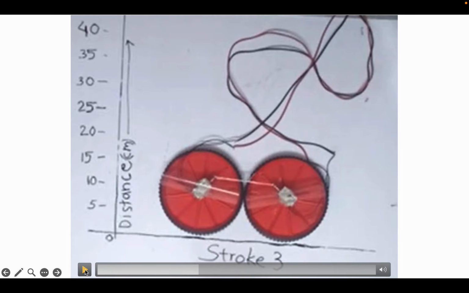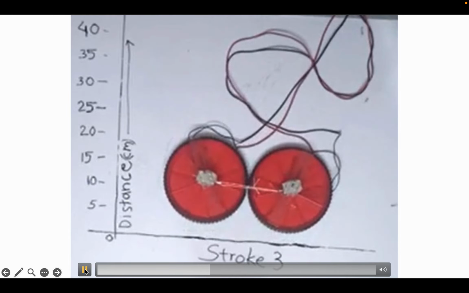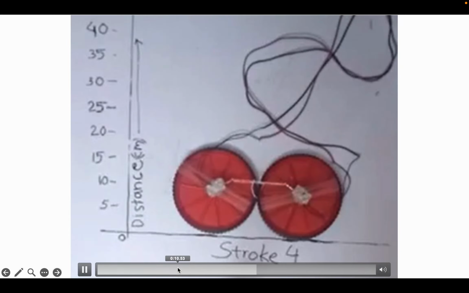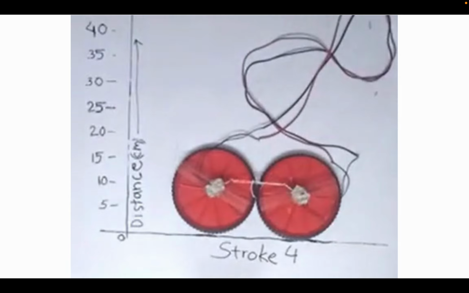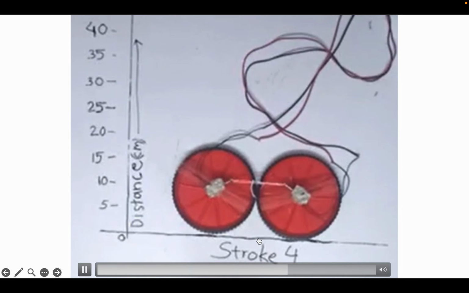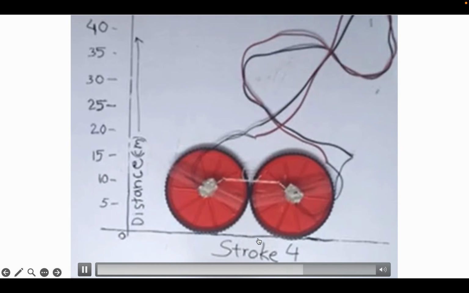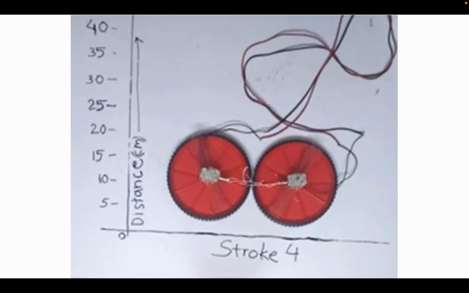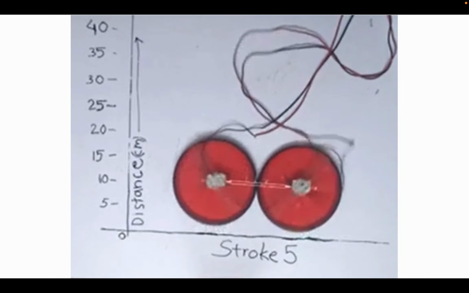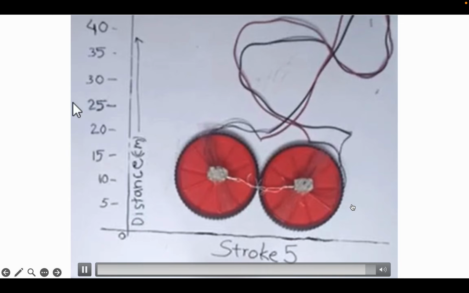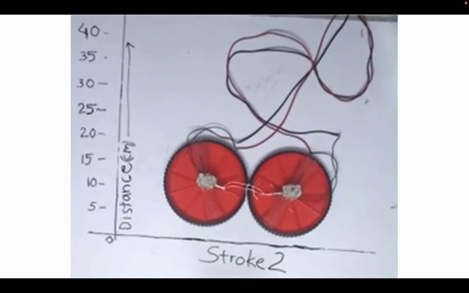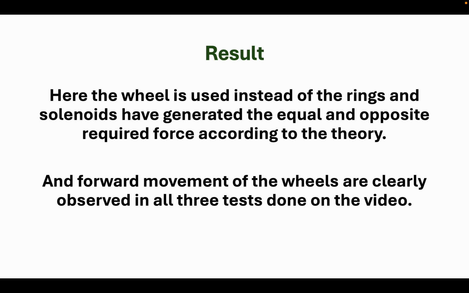Okay, let's play this video. As soon as the solenoid is switched on, the required force is applied and the wheels move a few centimeters. And I have tested it multiple times. You can see 3-4 times over here too. Okay, let's see it. The movement is forward and my hand is not involved in this test. Okay, let's see the result.